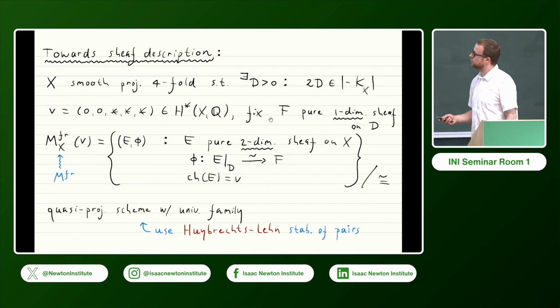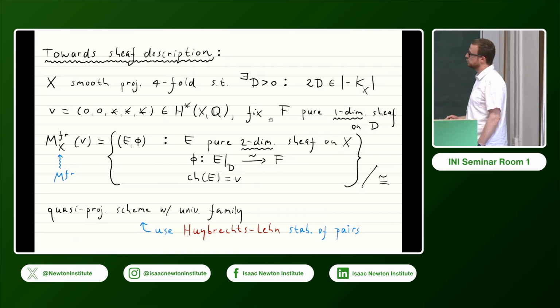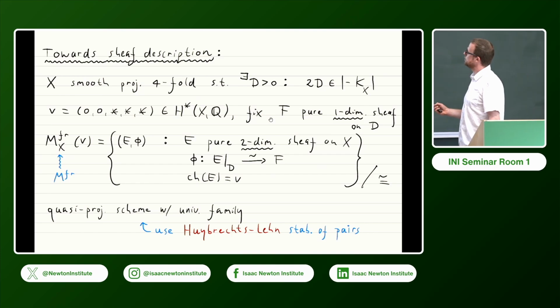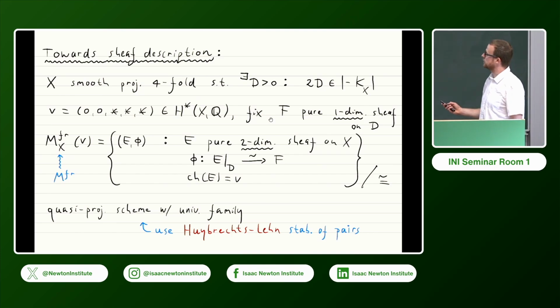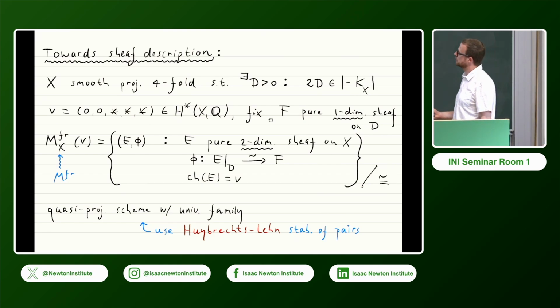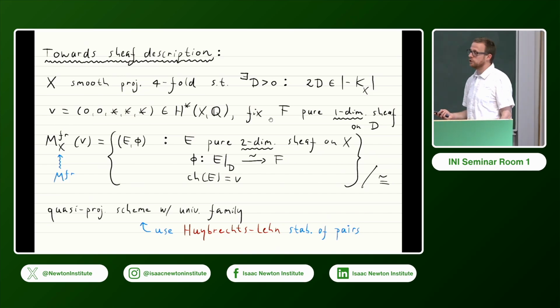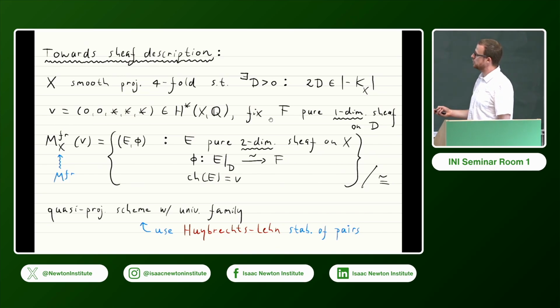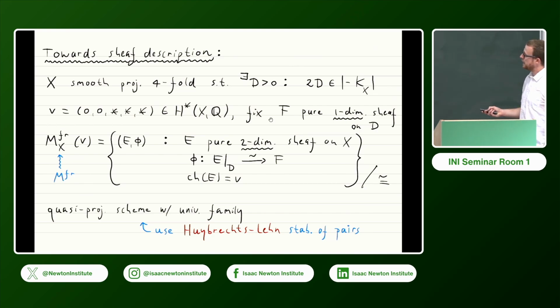Let us go first to the following general setup. Let X be a smooth projective fourfold, and let D be an effective divisor such that twice D is anti-canonical. Let us fix a Chern character with the first two entries equal to 0 in the cohomology of X, and let us fix a pure one-dimensional sheaf on this threefold, on this effective divisor. This effective divisor is allowed to be singular, and in fact we'll take it singular in a moment. So we'll look at the following moduli space of framed sheaves. We look at pairs (E, phi), where E is a pure two-dimensional sheaf on X, and phi is a framing.